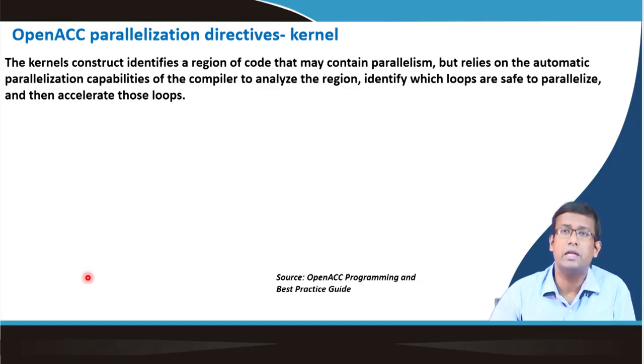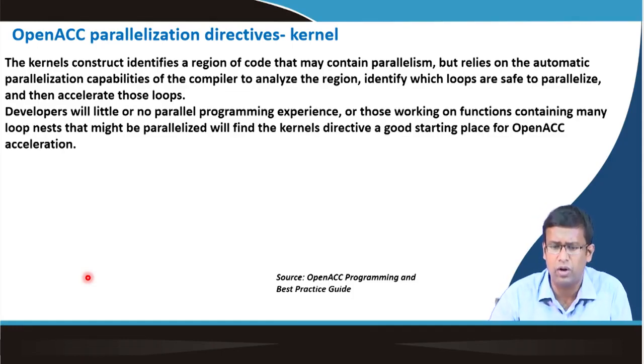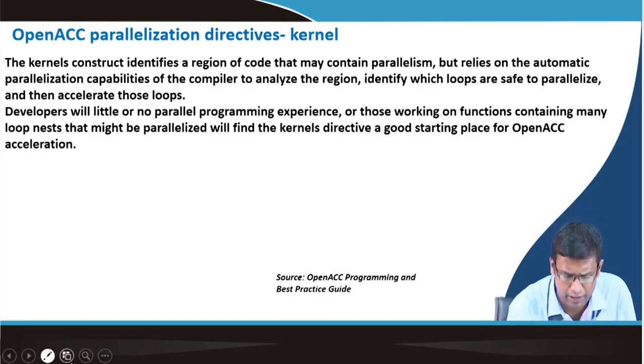The compiler will check whether there is sufficient data independence and iterations, and if so, it will automatically parallelize it. So the compiler will analyze the region, identify which loops are safe to parallelize, and then accelerate those loops. Developers with little or no parallel programming experience, or who are working on functions that contain many loops, which you cannot go into individually and parallelize, can find the kernels directive a good starting place for OpenACC acceleration.